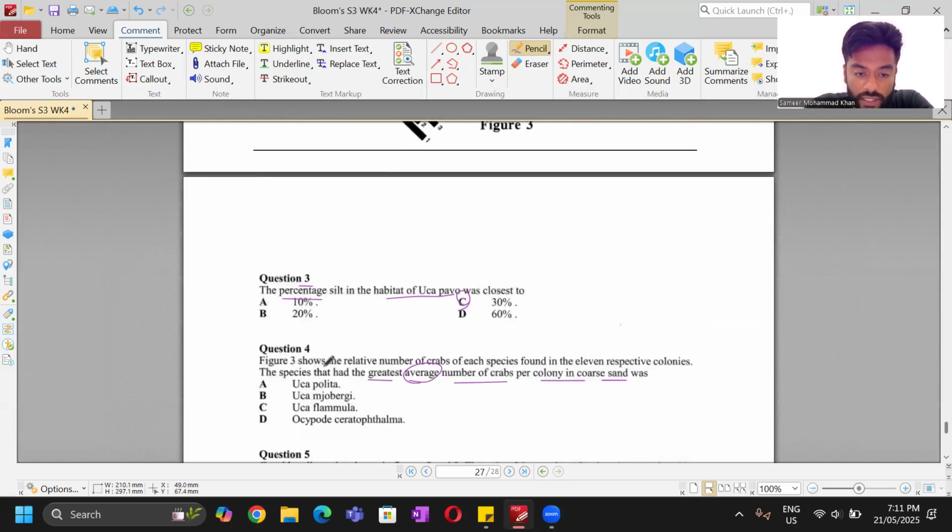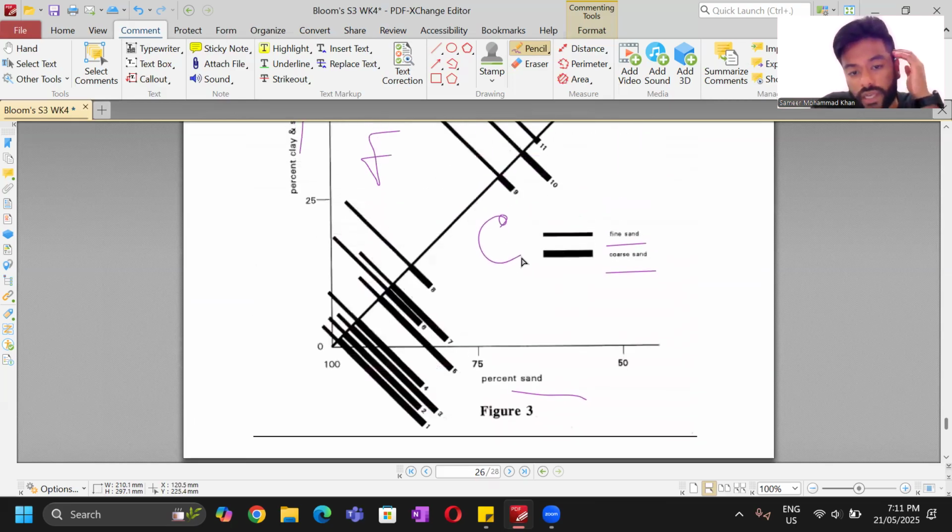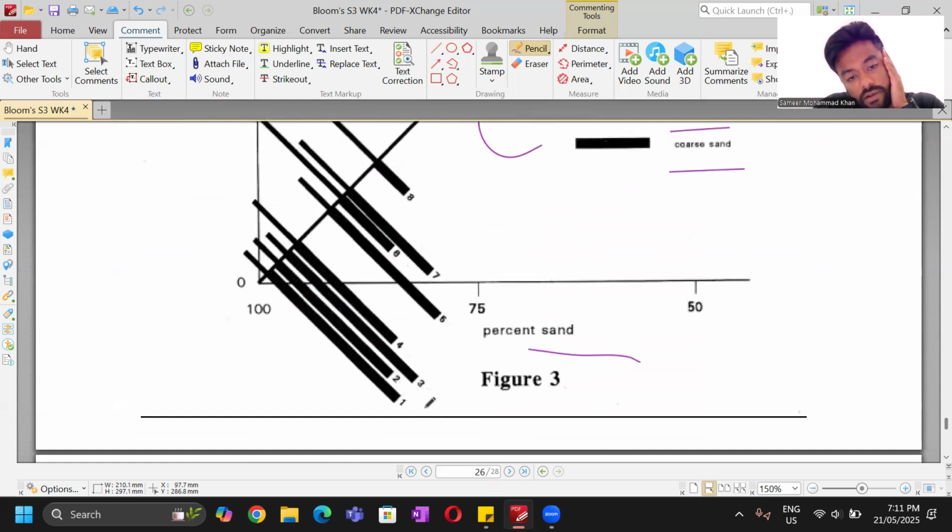So question 4 is asking, okay, Figure 3 shows the relative number of crabs for each of these species in those 11 respective colonies. So what species has the greatest average number of crabs per colony, okay, in coarse sand? In coarse sand, we can see that the greatest number is 1 and 3, okay?